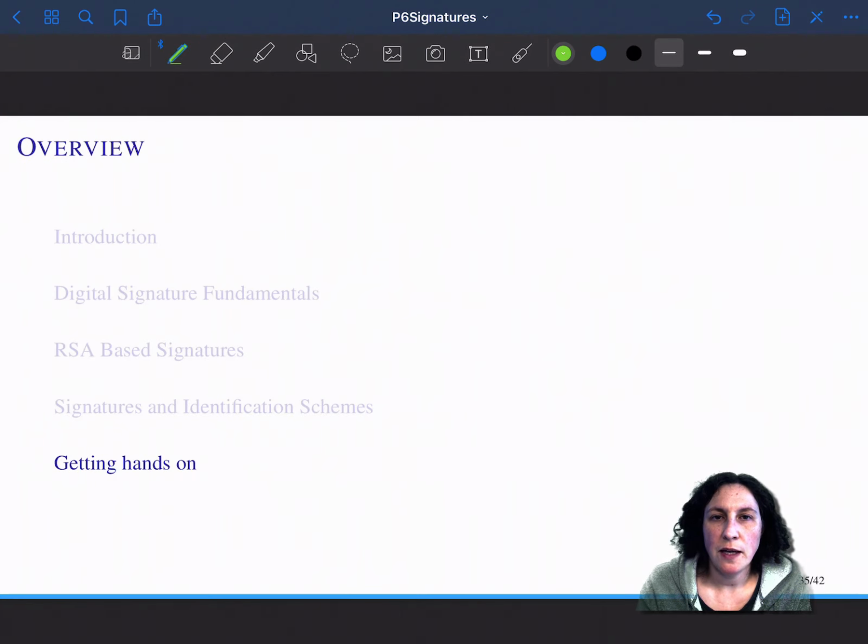So this brings us to the end of the digital signatures part of the course. As usual, there are also some hands-on exercises, which, as you know, you can do in your own time.